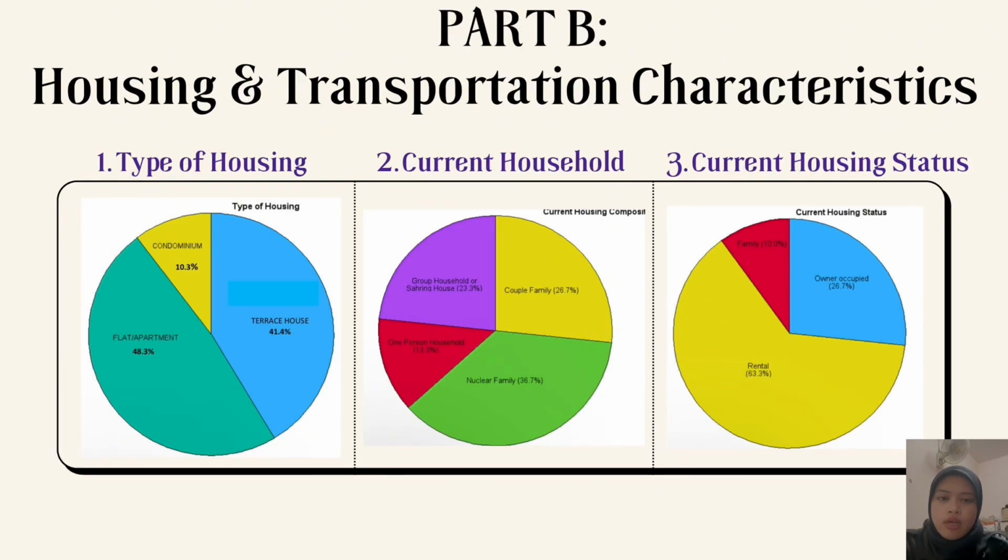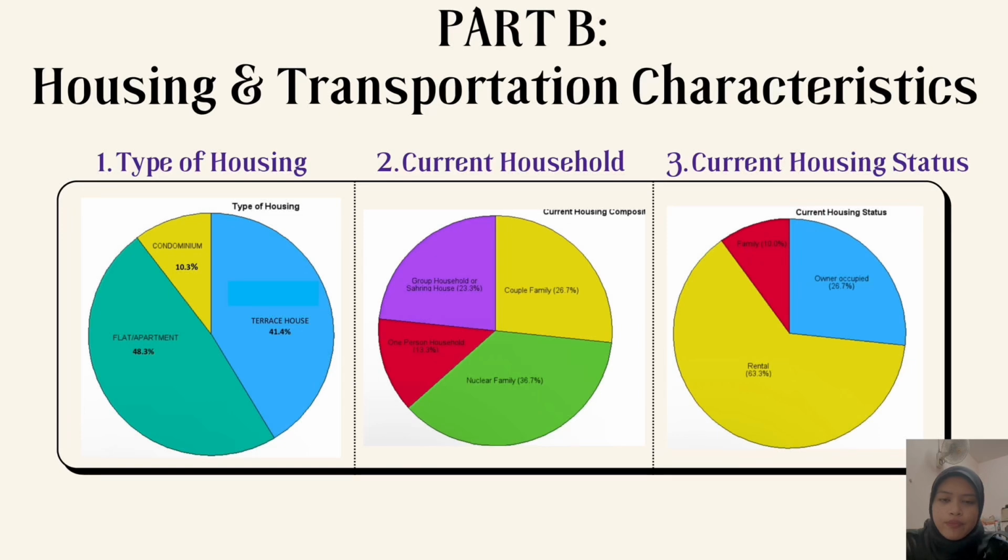Regarding types of housing, 48.3% of respondents live in flats or apartments, 41.4% in terrace houses, and 10.3% in condominiums. This indicates that affordability strongly influences housing type selection. In terms of household composition, 36.7% live in nuclear families, 26.7% in couple households, 23.3% in shared housing, and 30.3% live alone. Family households generally require larger housing, increasing financial pressure.